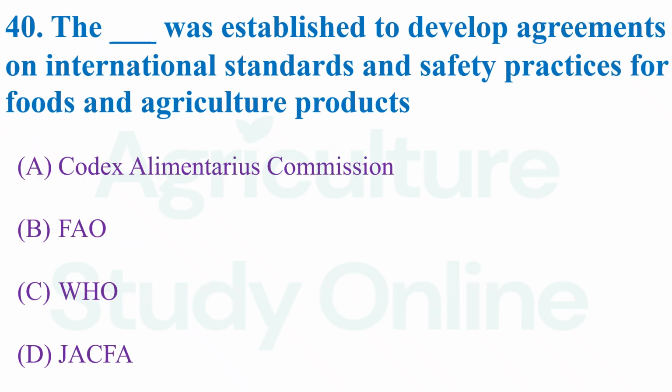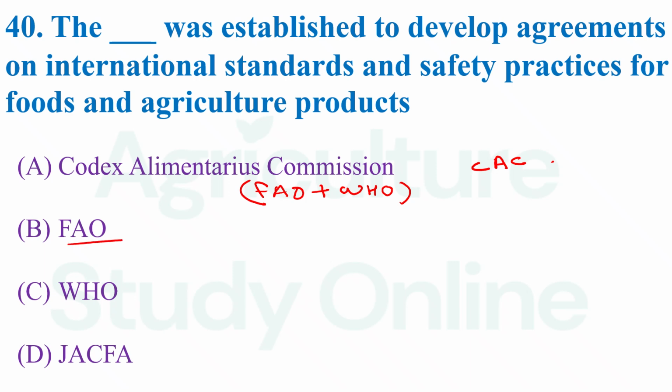Question number 40. The dash was established to develop agreements on international standards and safety practices for foods and agricultural products. So it is the Codex Alimentarius Commission, CAC. It is an international body established by FAO and WHO jointly. The main role of it is to develop international food standards, to ensure that the food is safe and of good quality, and to facilitate fair trade in food.